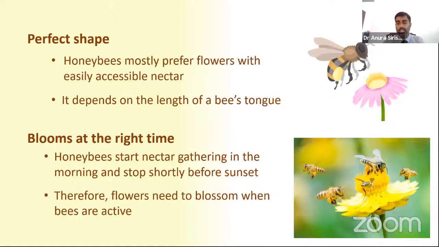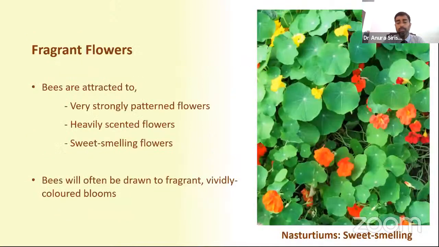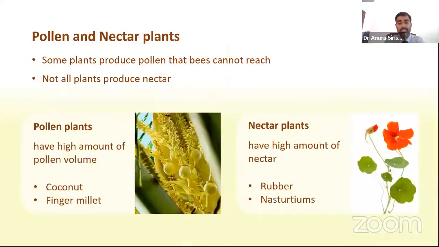And fragrant flowers, these are exotic type flowering plants, like nasturtiums, sweet smelling. They are very good bee plants at our higher elevation. We found that lots of bees visit these plants for foraging. Some plants are a good pollen source, especially coconut and finger millet, and some plants may be a good nectar source. In designing your apiary, you can have both, a combination of nectar and pollen sources, or you can establish the apiary where these flower sources are available.